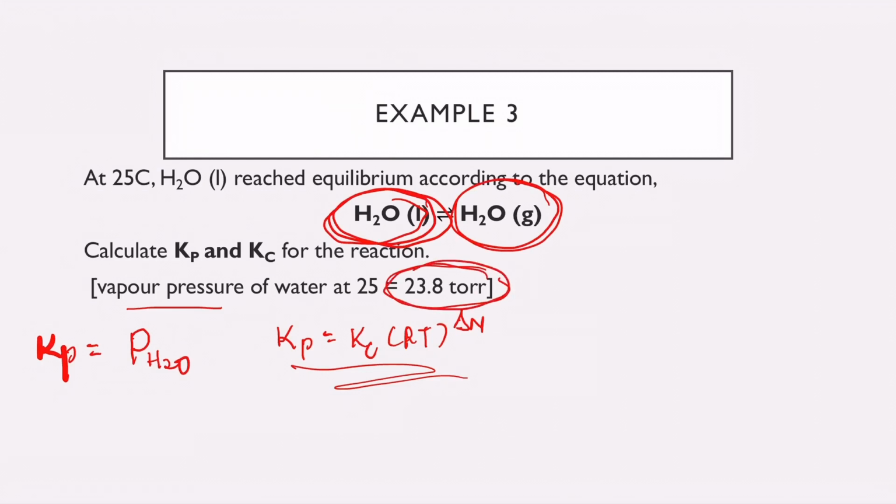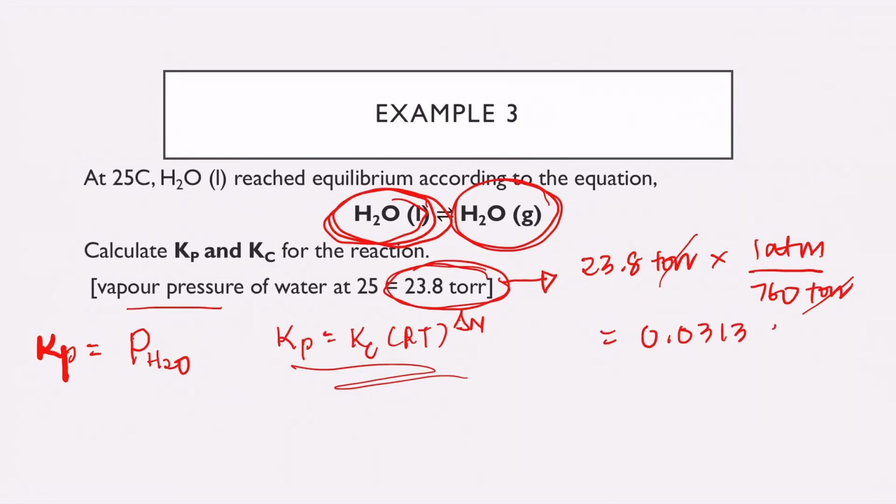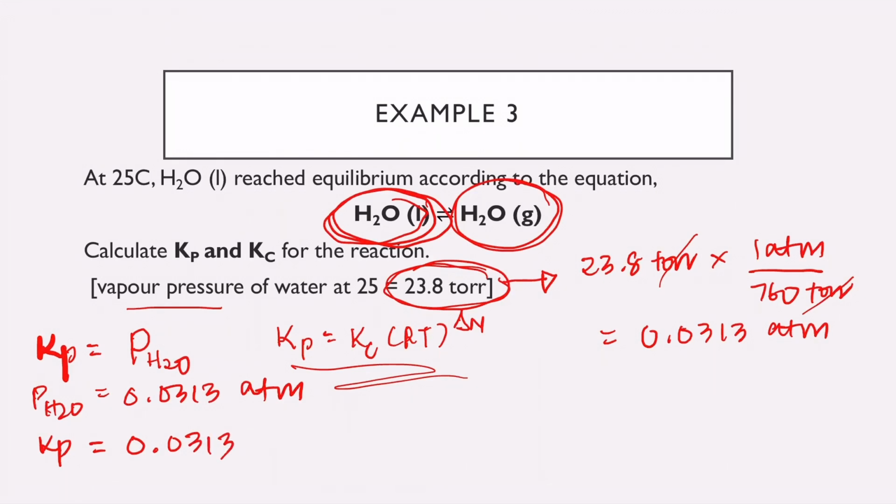So how do you find your partial pressure, converting to atm? 23.8 torr times 1 atm over 760 torr. Cancel, what do you get? 0.0313 atm. So the pressure of water is 0.0313 atm, and your Kp will be that value. Don't put any units, because Kp is a constant. You're just going to use the value. So now we have the value of Kp.